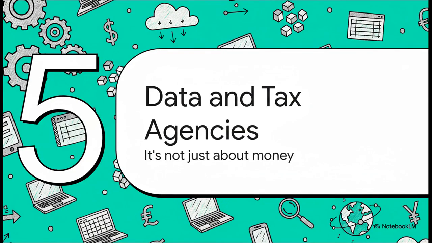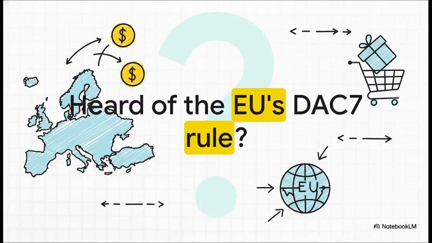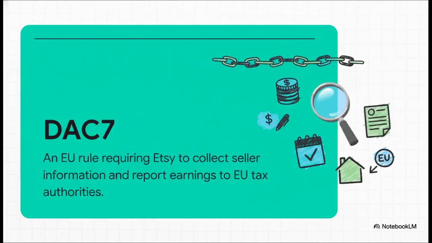Okay, let's switch gears for a second. In today's digital world, being tax compliant isn't just about money anymore. It's also about data. And governments, well, they want to see that data. So have you heard of this? DAC 7. If you sell to anyone in the European Union, this is a rule you absolutely need to know about. So what the heck is it?